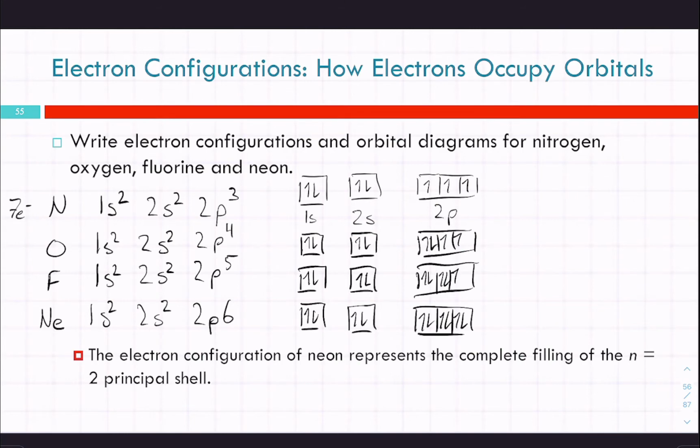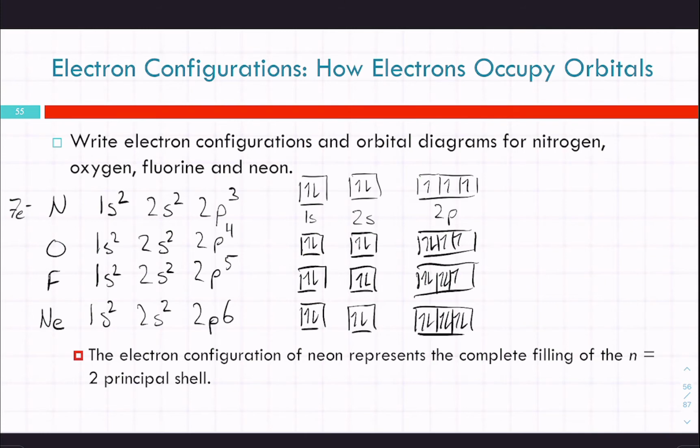So you can imagine now, if we wanted to write out an electron configuration for something like lead, which is number 82 on the periodic table, that's 82 electrons that we would have to place in orbitals. And that would take a long time. It would use a ton of space.